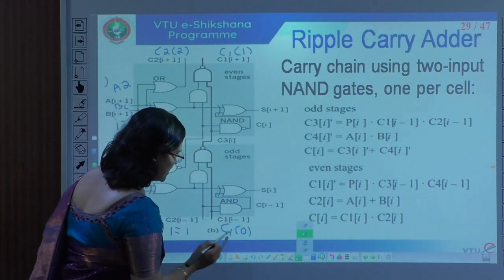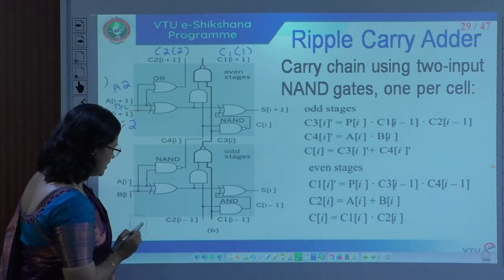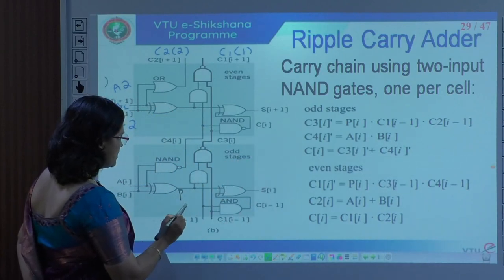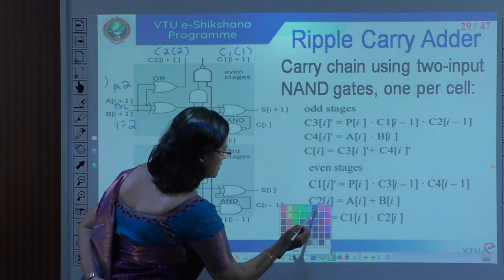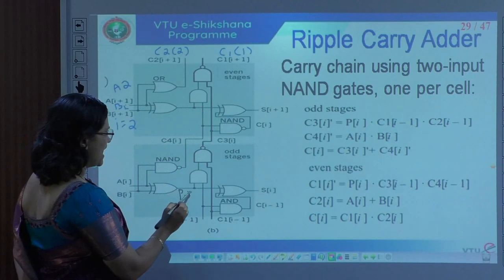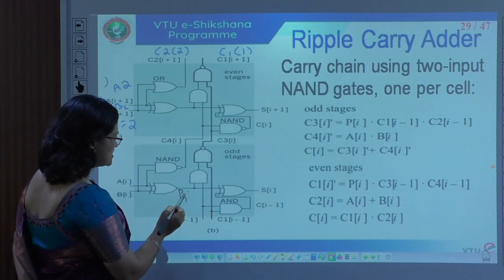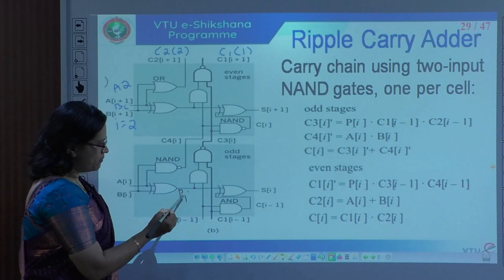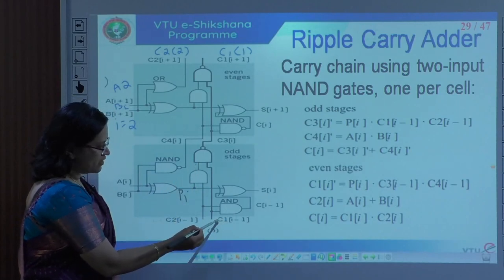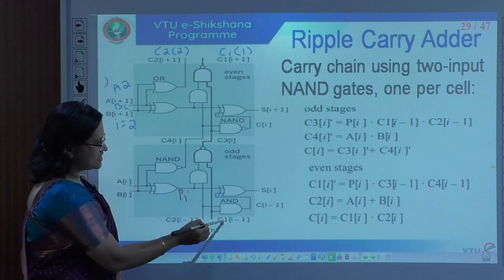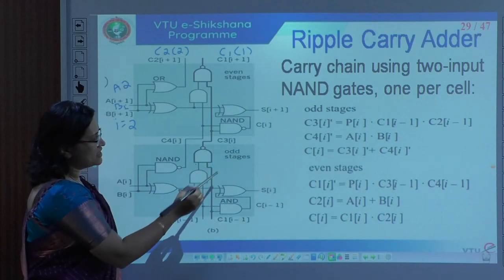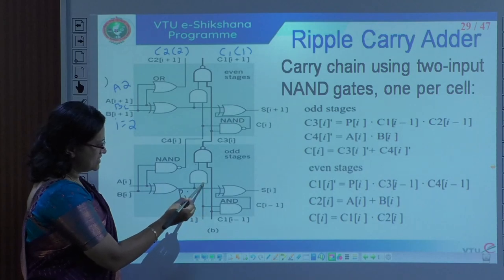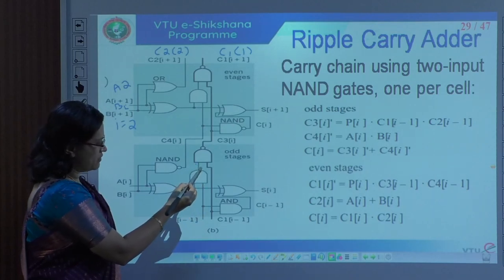I will just erase this, because later I will substitute the value. Now you can see what you are going to get here is Pi. So this is Pi into C2 i minus 1. My output here is Pi into C2 i minus 1, at the NAND gate side, into C2 i minus 1. So this is Pi and this is C2 i minus 1, Pi into C2 i minus 1.